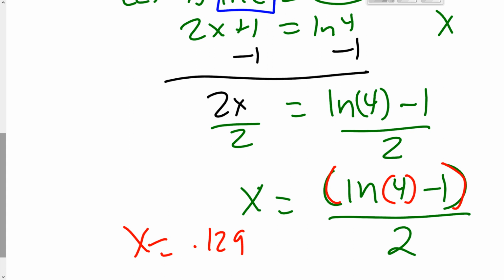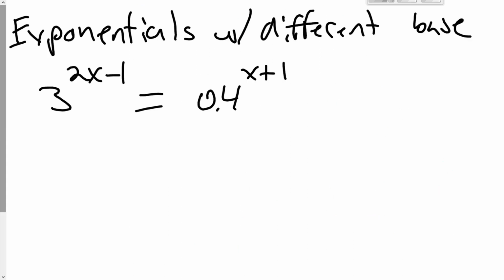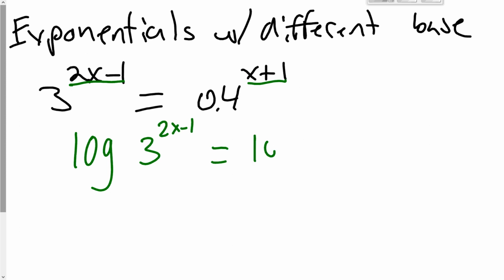Okay, so that's kind of how you solve the two basic ones. Just make sure you get that base by itself, okay? And then here's a more complicated one. This is where we have different bases with variables in both exponents. So here we definitely have to take the ln or log of both sides. Again, log and ln, they're both logs, right? So here's base 10. So I can't do log and ln. It has to be the same base. 0.4 raised to x plus 1.